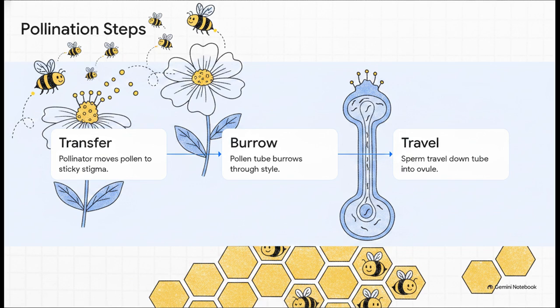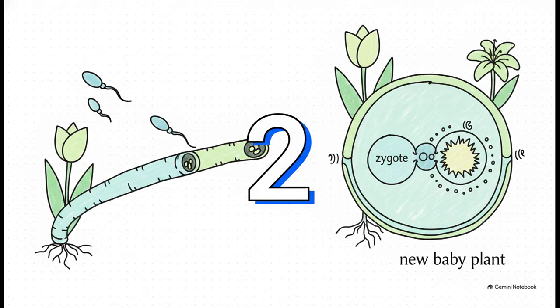That is step 1. Step 2. A tube cell in the pollen grain literally burrows a pollen tube all the way down the style. And step 3, the sperm cells travel down that newly built tube directly into the ovule inside the ovary. And this brilliantly illustrates a concept completely unique to flowering plants: double fertilization. It's called double fertilization because, well, the process actually involves 2 sperm cells.